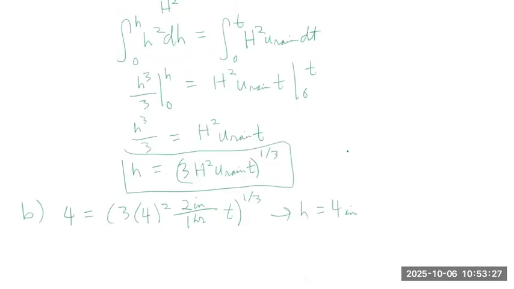And if we solve it, what do we get? We get t equals 2/3 hours. And we did it by cubing both sides to get rid of this exponent here, and then solving it just like simple algebra.